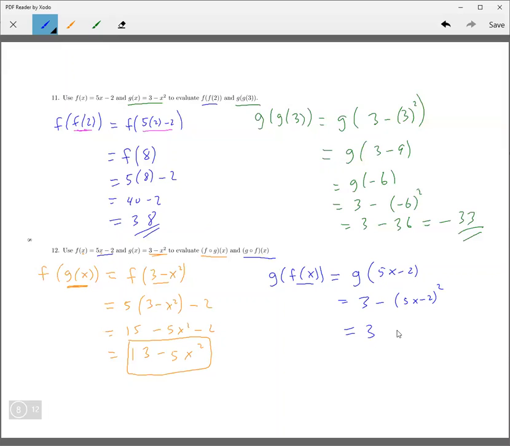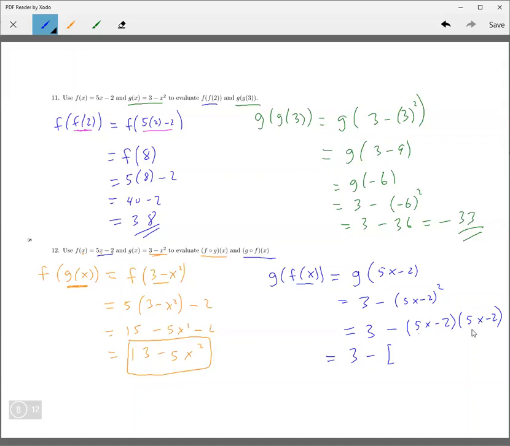Okay, so we have this right here. When you square something, it's the same thing multiplied by itself. There is a formula for squaring stuff, and probably some of you know it. But if not, that's fine, because you can just write it out like that and see what it is.